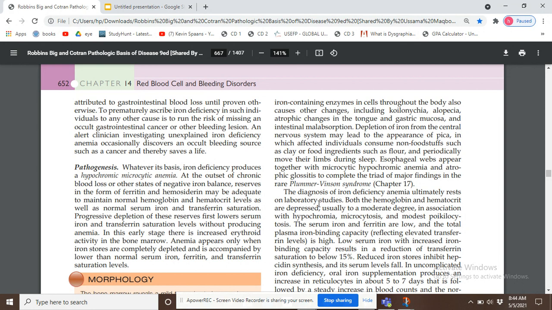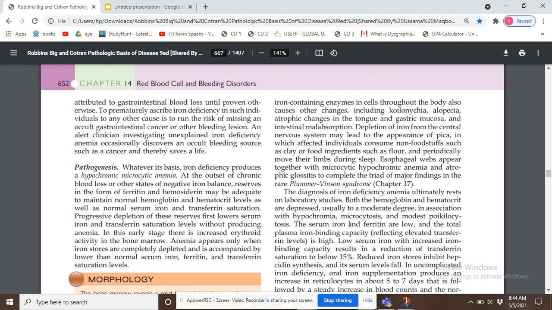The diagnosis of iron deficiency anemia ultimately rests on laboratory studies. We can do the complete blood count, which shows decreased hemoglobin, decreased hematocrit, and decreased RBC count. Both the hemoglobin and hematocrit are depressed, usually to a moderate degree, in association with hypochromia, microcytosis, and modest poikilocytosis. Then you will do the serum ferritin, which is the best initial test for the diagnosis of iron deficiency anemia. The serum ferritin levels are low in iron deficiency anemia.